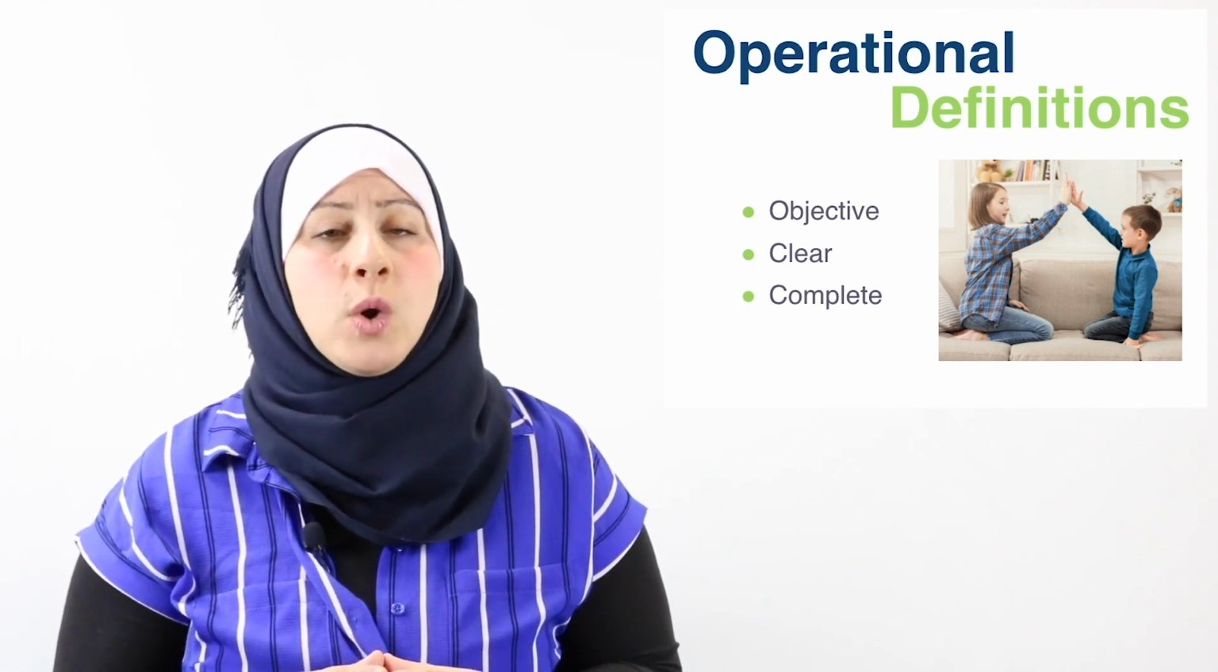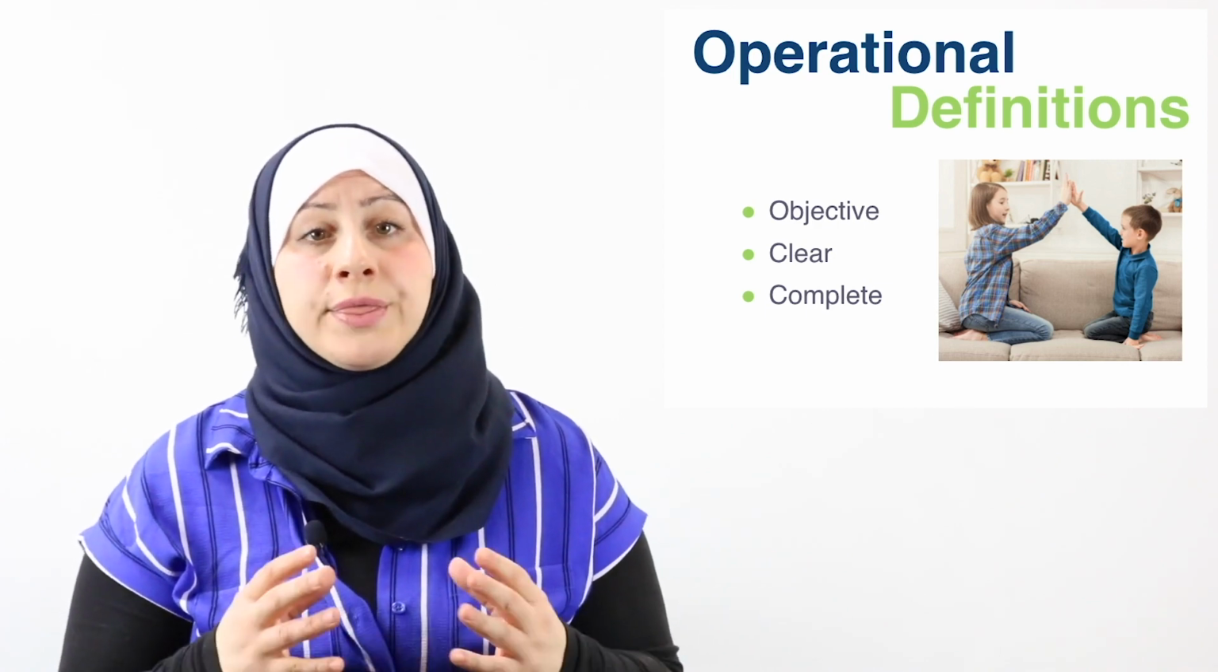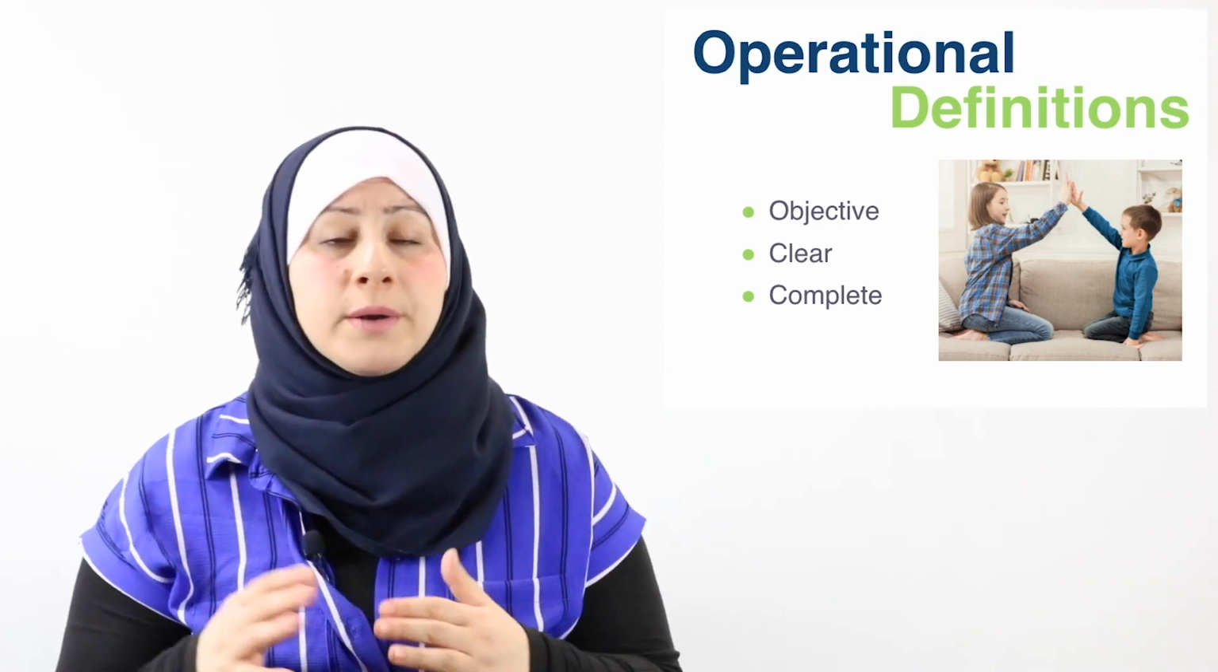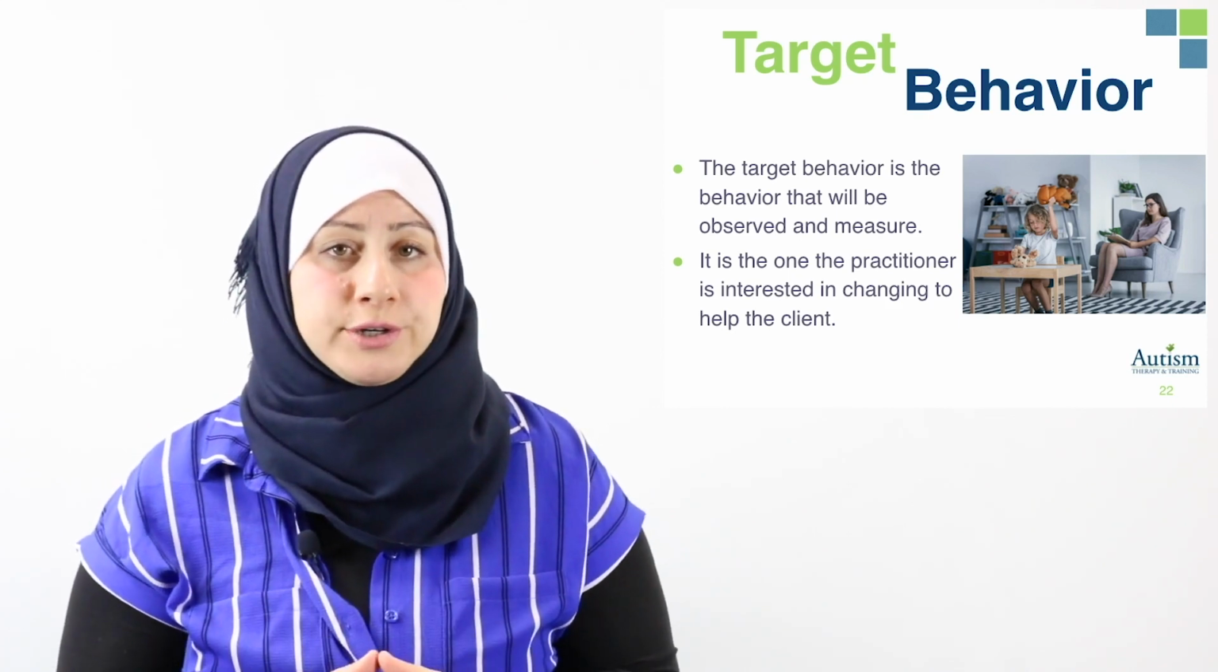For example, we may say that you can count a new episode of crying when there has been at least 1 minute of quiet. So those are the boundaries. The target behavior is the behavior that will be observed and measured. It is the one that the practitioner is interested in changing to help the client.